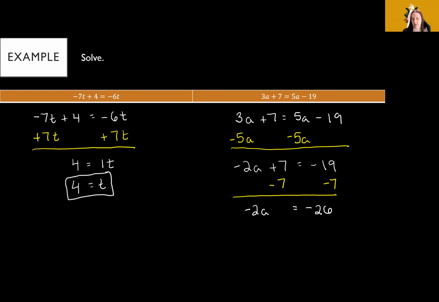So now that I have something equals something, I have a negative 2a. I want just a. So I need to get rid of the negative 2. Since that's multiplied, we're going to divide. We're going to divide both sides by negative 2.